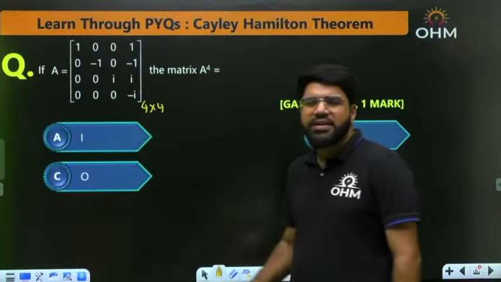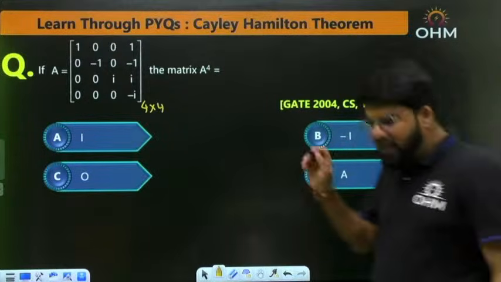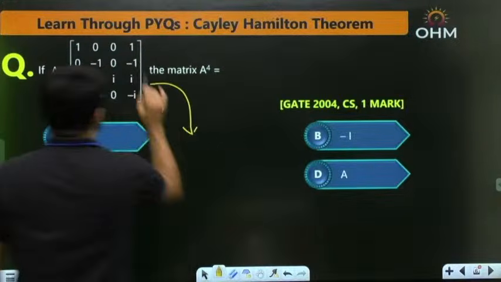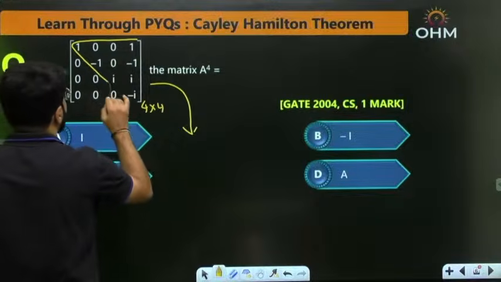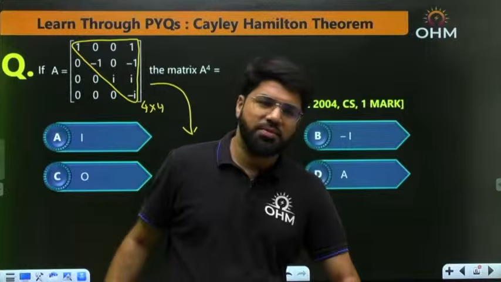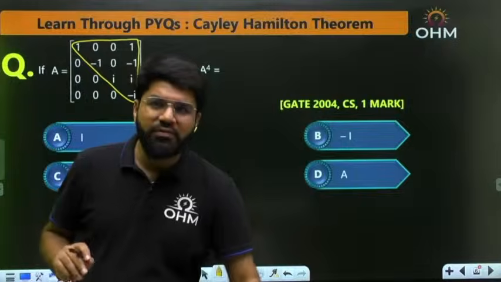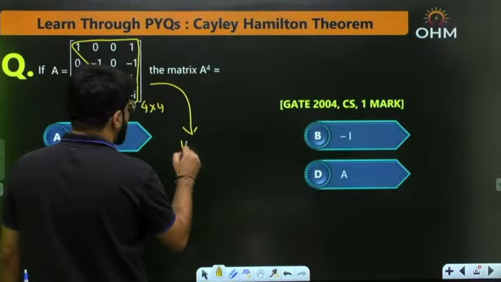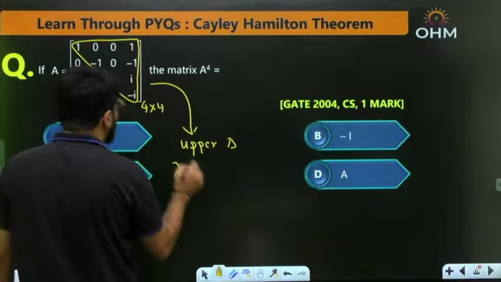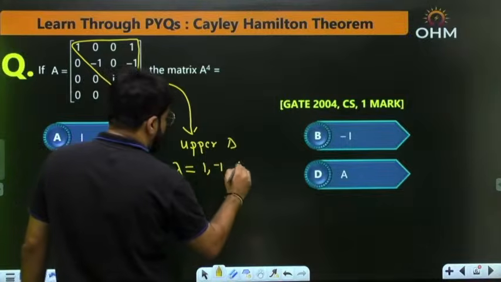Rather than forming the characteristic equation, let's apply a small logic. It's a simple question only, but for a different approach, I have taken this question. What is the type of the matrix? Okay, see here, everybody. Can anybody say the eigenvalues? We have discussed a point. Whenever the matrix is a triangular matrix, upper or lower, anything. This is an upper triangular matrix. So the eigenvalues are always just equal to the diagonal numbers: 1, minus 1, i and minus i.